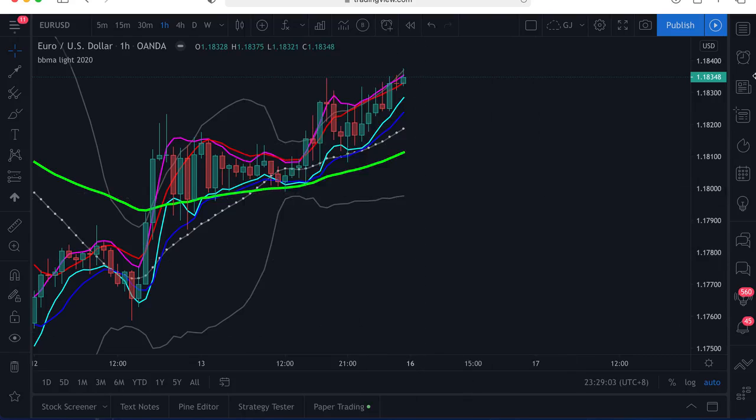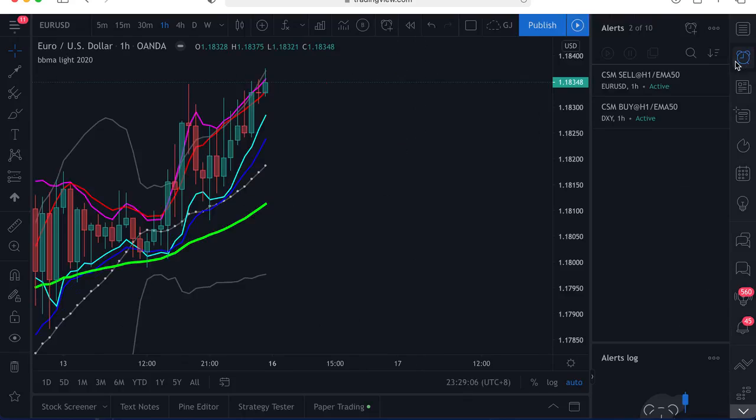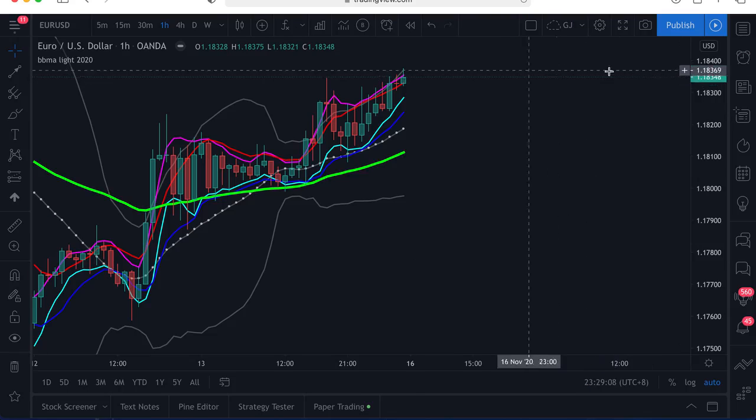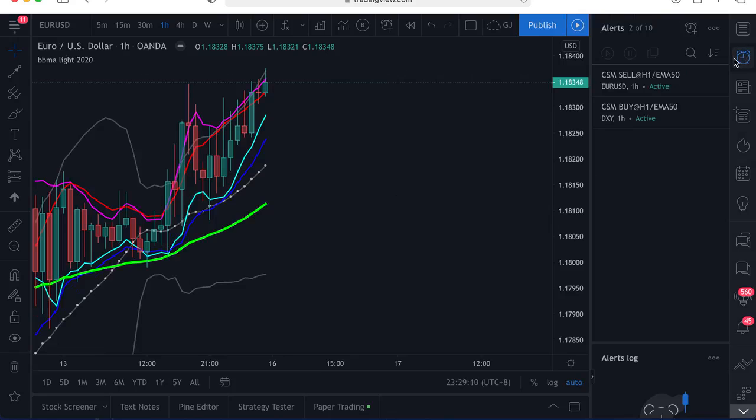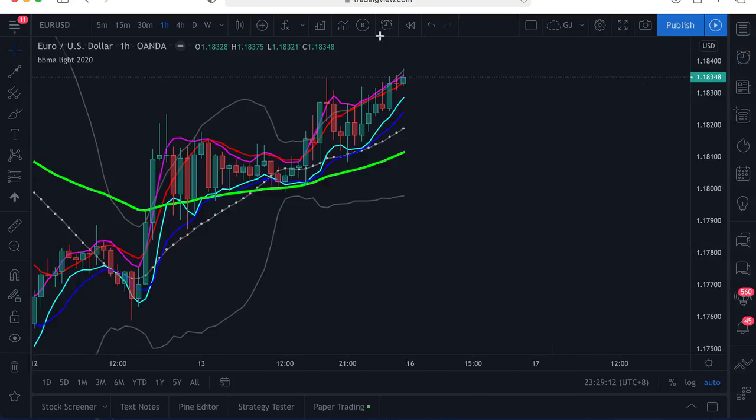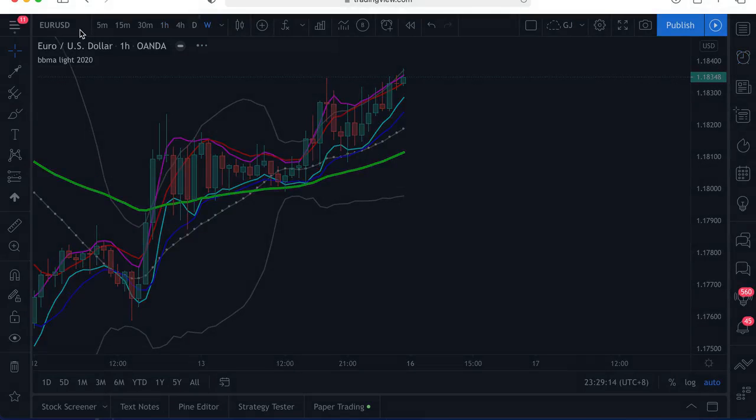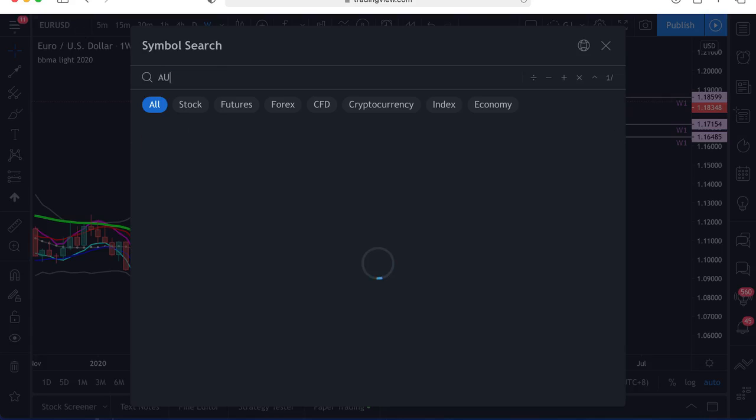Okay, so that is our second alert for this week: DXY and Euro USD. Okay, next pair we want to look at is AUD USD.